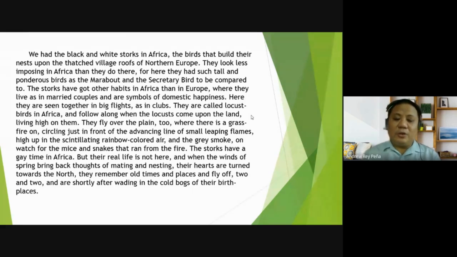They are called locust birds in Africa and follow along when the locusts come upon the land, living high on them. They fly over the plain too, where there is a grass fire going on, circling just in front of the advancing line of small leaping flames, high up in the scintillating rainbow-colored air and the gray smoke, on watch for the mice and snakes that ran from the fire. The storks have a gay time in Africa, but their real life is not here. And when the winds of spring bring back thoughts of mating and nesting, their hearts are turned toward the north. They remember old times and places and fly off two and two, and are shortly after waiting in the cold bogs of their birthplaces. So they return to Europe.